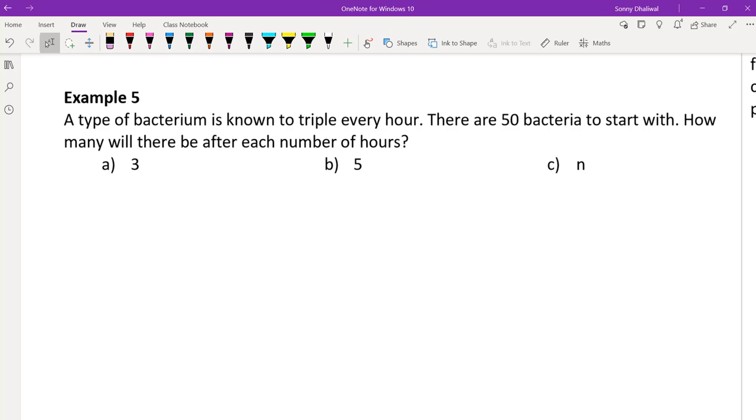What does it mean by n? That's what I just mentioned: a generic formula for any given time, right? So we'll come up with this.